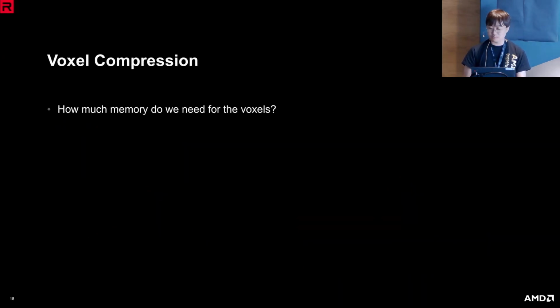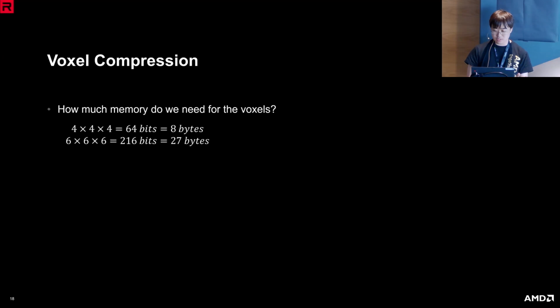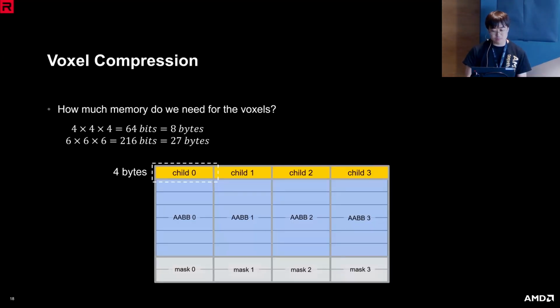By the way, how much memory do we need for the box cells? It's actually straightforward. The 4x4x4 case takes 8 bytes, and the 6x6x6 case takes 27 bytes. So this is a visualization of the memory size with the 4x4x4 case with a classical BVH inner node, where each cell is 4 bytes. Actually, it takes a bit too much memory, so we would like to think about box cell compression.